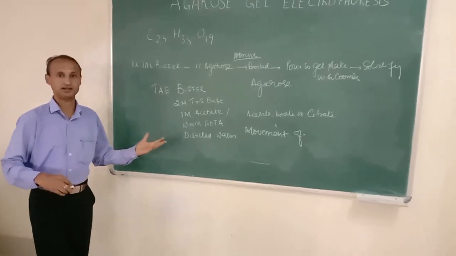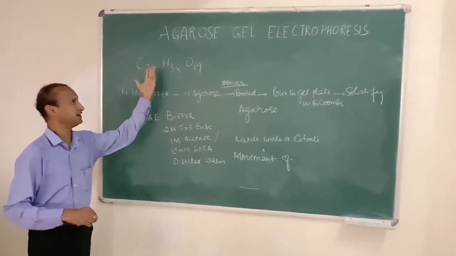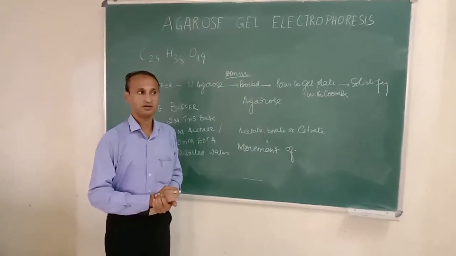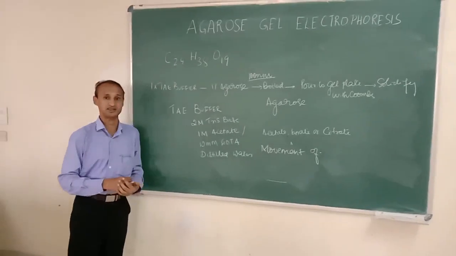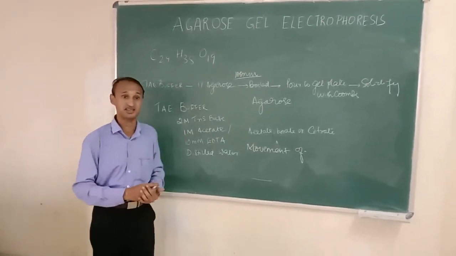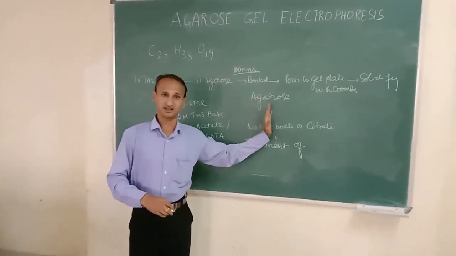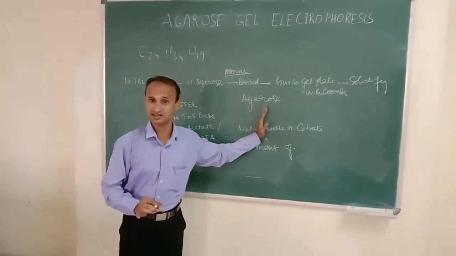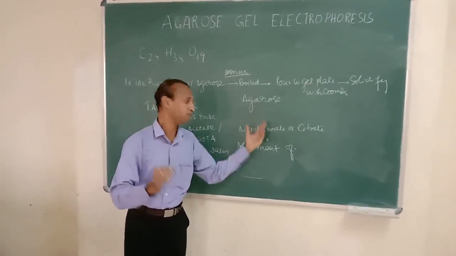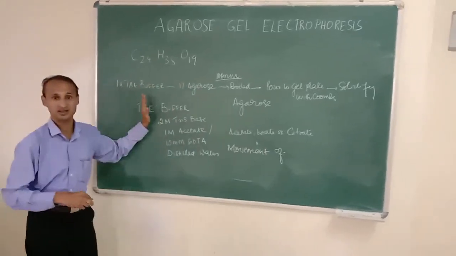To see another important practical aspect of molecular biology or recombinant DNA technology, that is agarose gel electrophoresis. Before going to agarose gel electrophoresis, let us discuss what electrophoresis is. All of you know what electrophoresis is. It is the movement of particles under an electrical field. The particles will move based upon the electrical field, and that particular process is called electrophoresis.